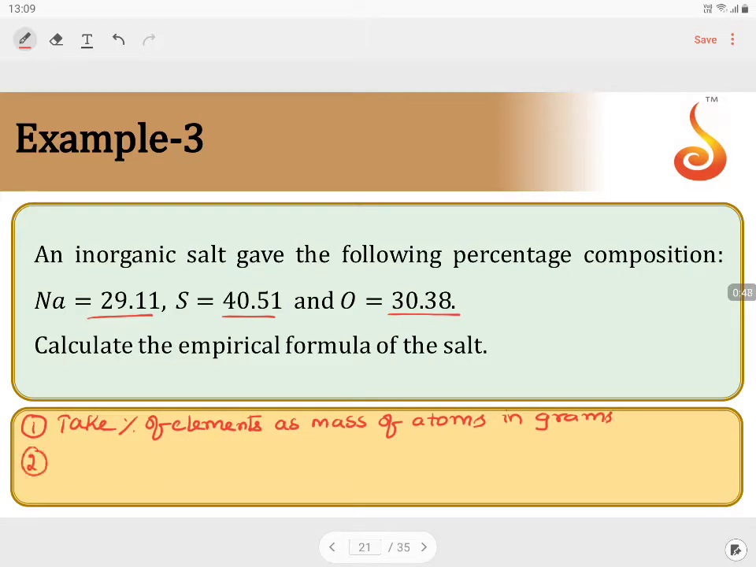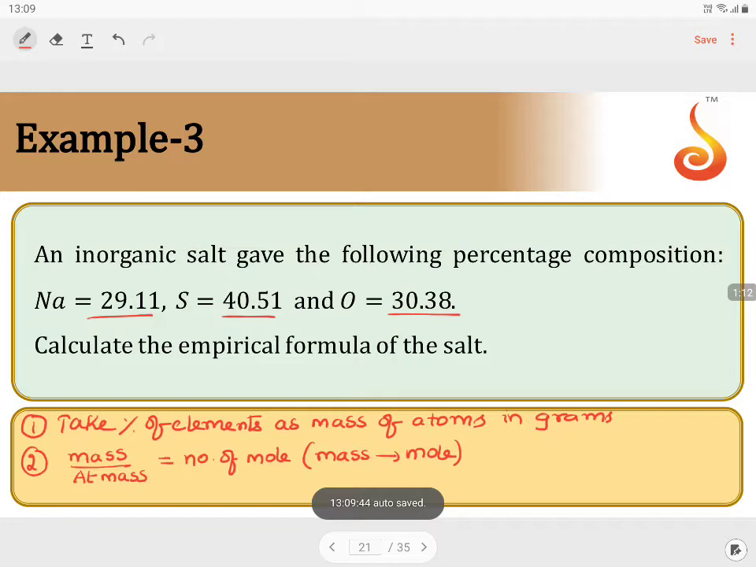Second step, we are going to take the ratio of mass to atomic mass, mass of the elements divided by atomic mass of an atom, which is equal to number of moles. Convert the data into number of moles. So conversion of mass to number of moles, the mass to mole concept, this is going to be the second step.